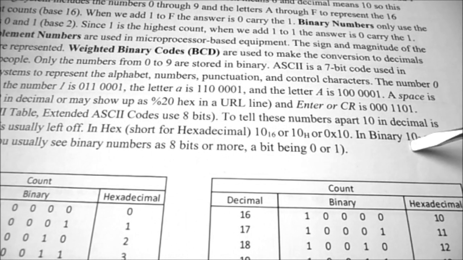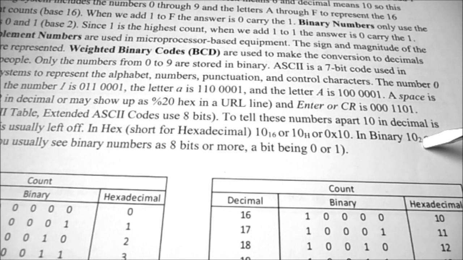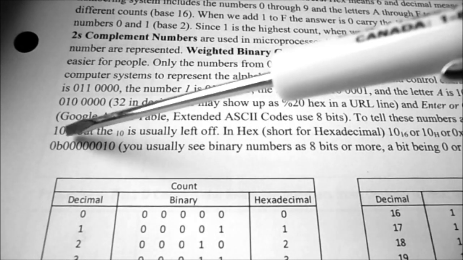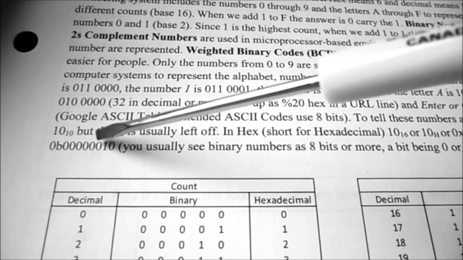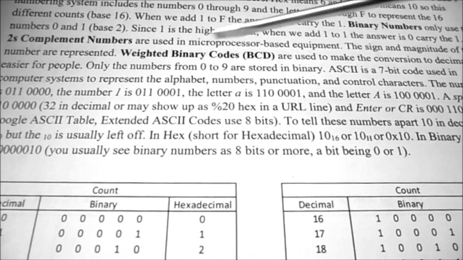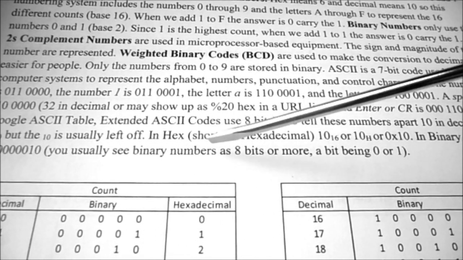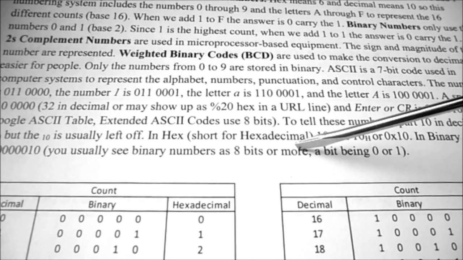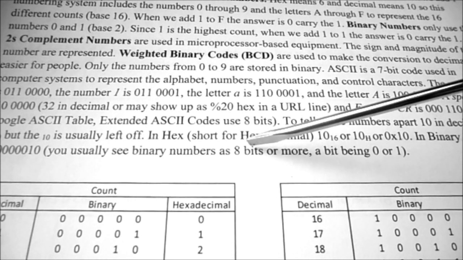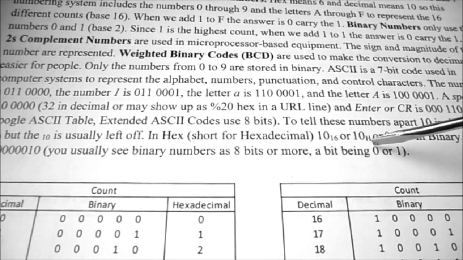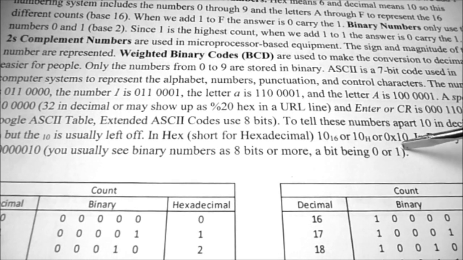In binary, we usually use the smaller number 2, or you may see it written as 0B00000010. Binary numbers are usually written as groups of 8 bits or more. So typically you'll see 8-bit binary numbers, where a bit is defined as being a 0 or a 1.